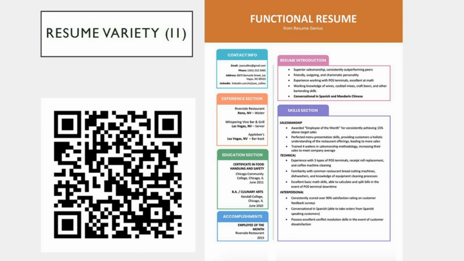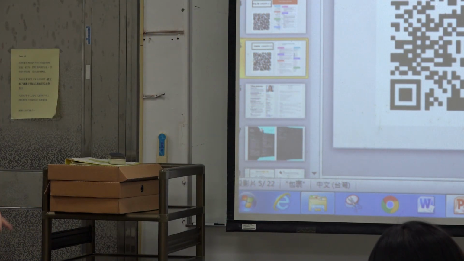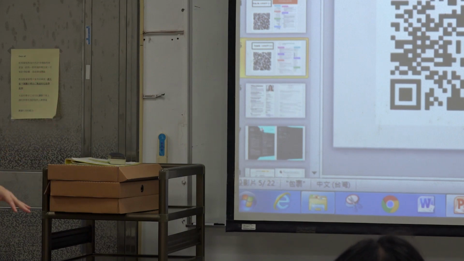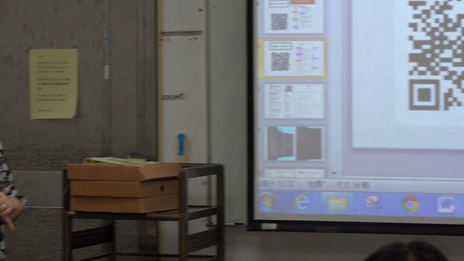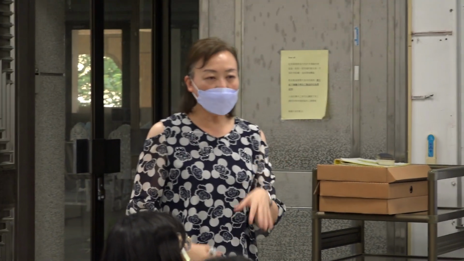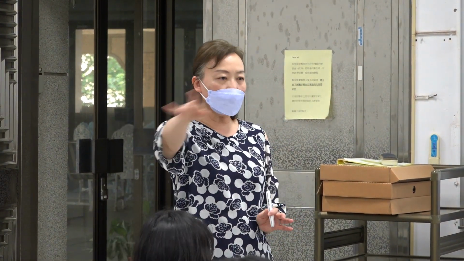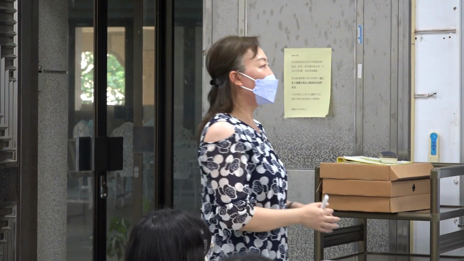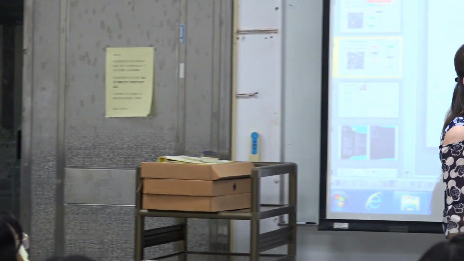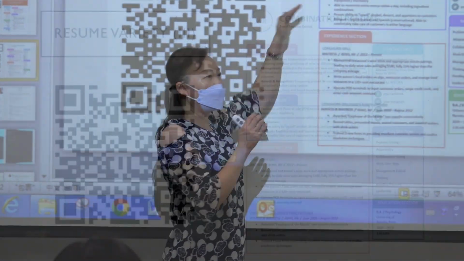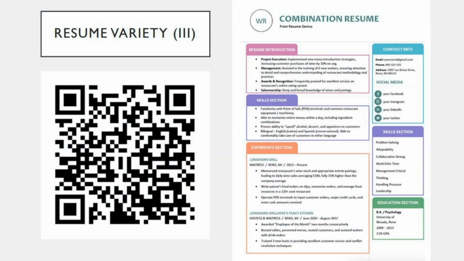The third one is the combinative one. The combinative one is like A plus B, the chronological one plus the functional one. And to be honest, over half of the samples you guys found belong to this type. They want to highlight the skills or whatever accomplishments, and then they still arrange everything by order of time.